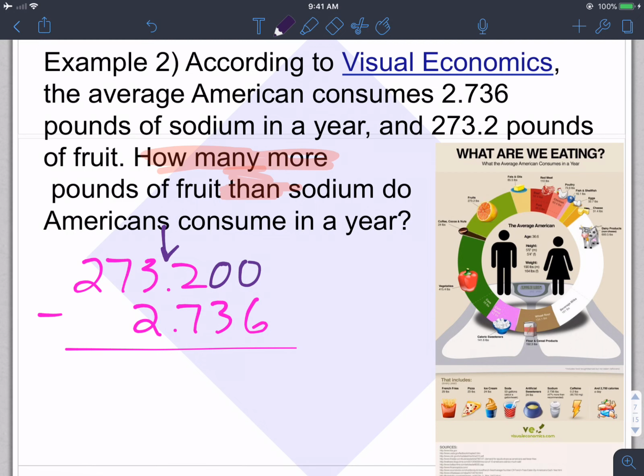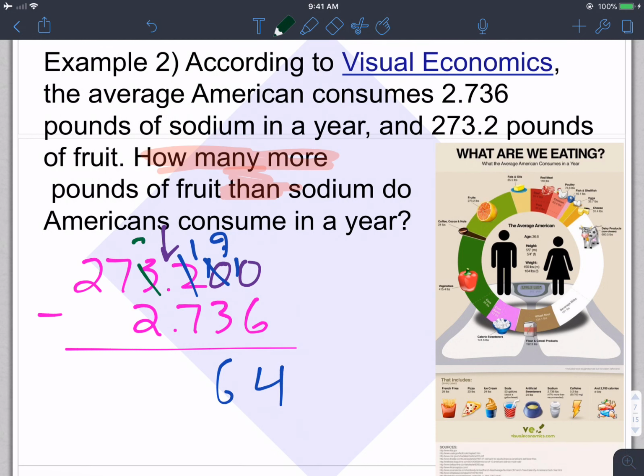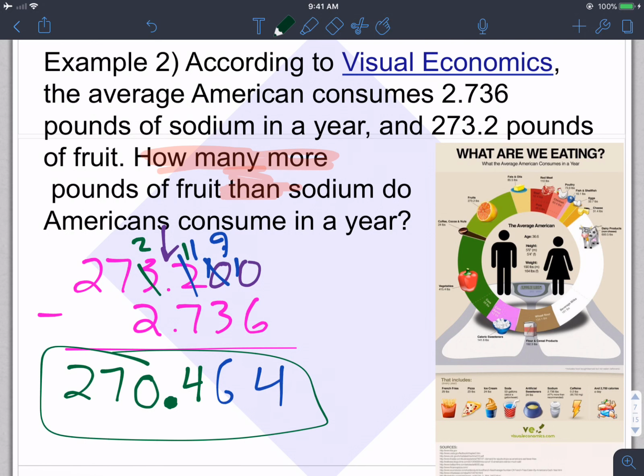And then you guys could probably check in the calculator or something, but I'll do it anyway. 0 minus 6. I got to borrow here. So this becomes a 1. 10. I got to borrow from the 10 again to make it 9, and then I make this 10. So 10 minus 6 is 4. 9 minus 3 is 6. 1 minus 7, I have to borrow from that. 11 minus 7 is 4. 2 minus 2 is 0, so 270.464. More pounds of fruit. I feel pretty good about that. Like, eat less salt, more fruit. Maybe some people don't. I don't know. Okay, that's about it.